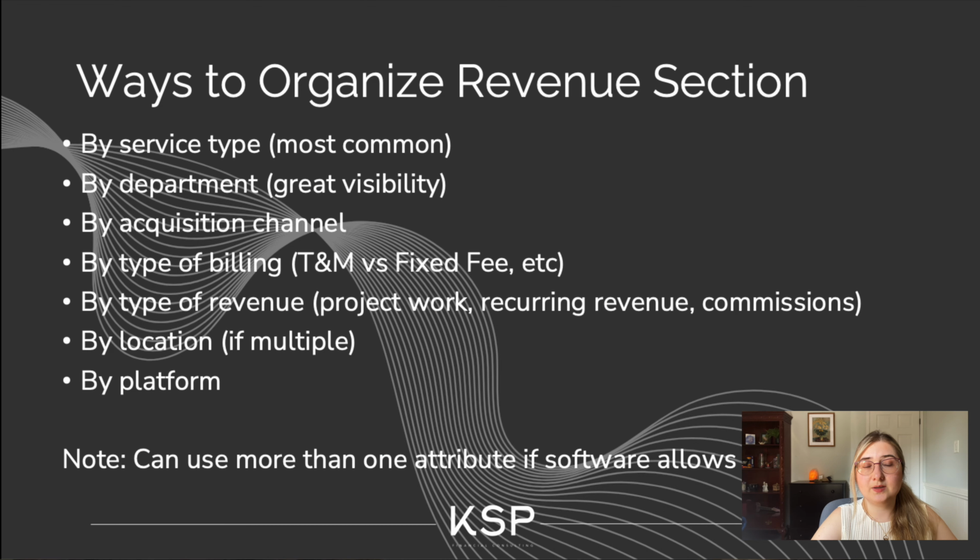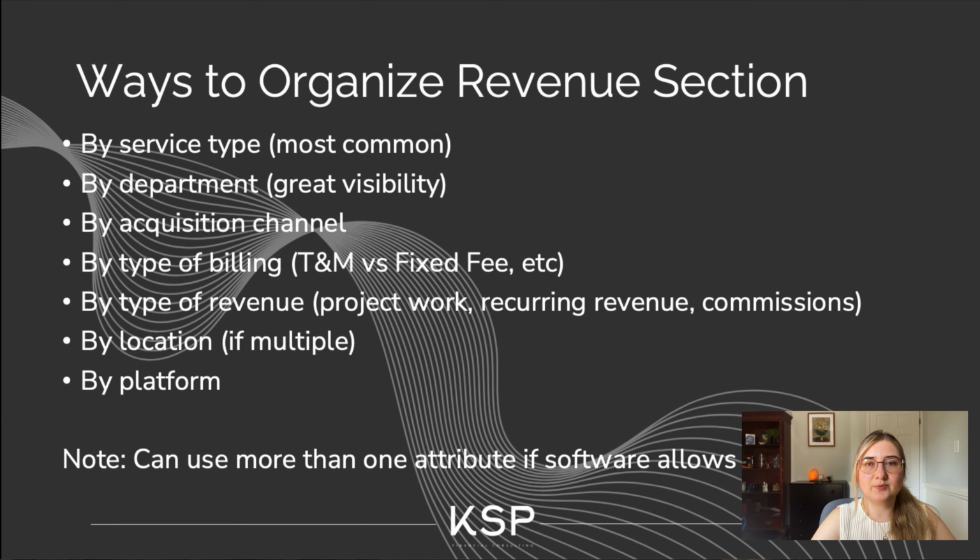Important note, depending on the software package that you're using for accounting and for tracking all of your expenses and revenue and invoicing, you can actually track more than one attribute. For example, you could do the service type and you could also do departments. And sometimes you could also do even 3 or unlimited. So you could do location, department, service type. I guess the only difference is what you choose as attributes and what you choose as the chart of accounts.